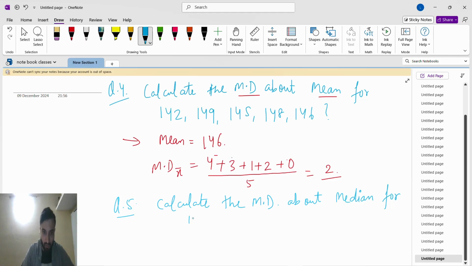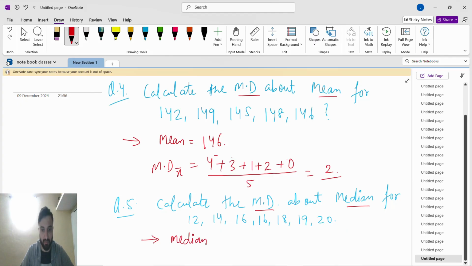The observations are 12, 14, 16, again 16, 18, 19, 20. So what we have to do is find just the mean deviation about median. Here we should not have to find the coefficient. We should not have to find the coefficient of mean deviation about median.